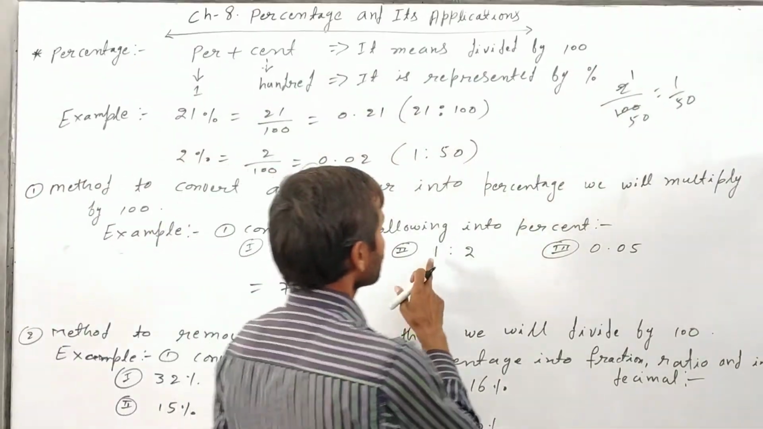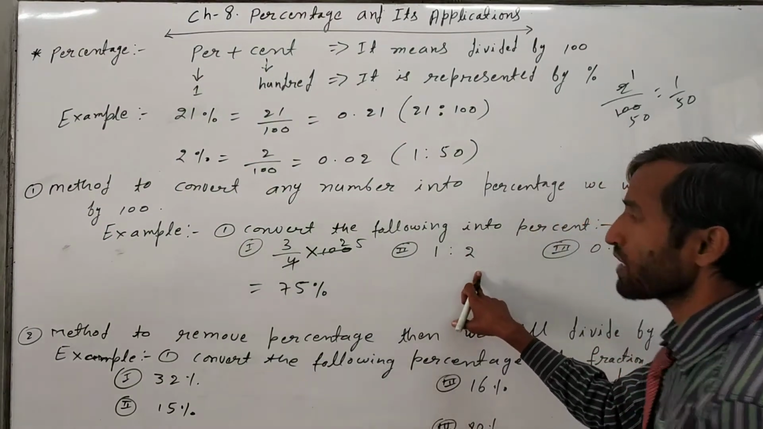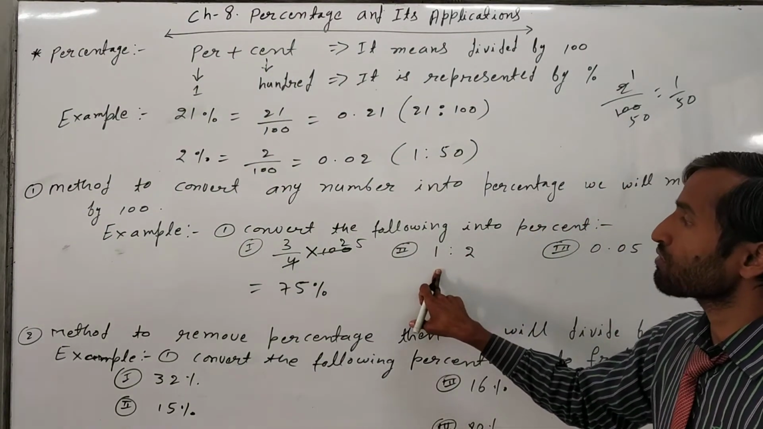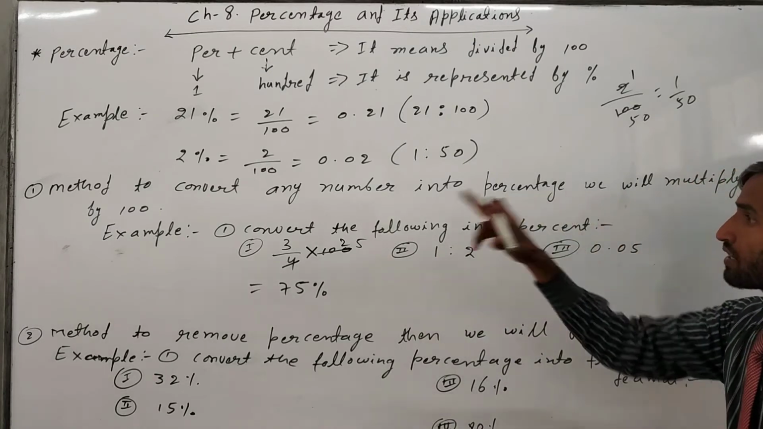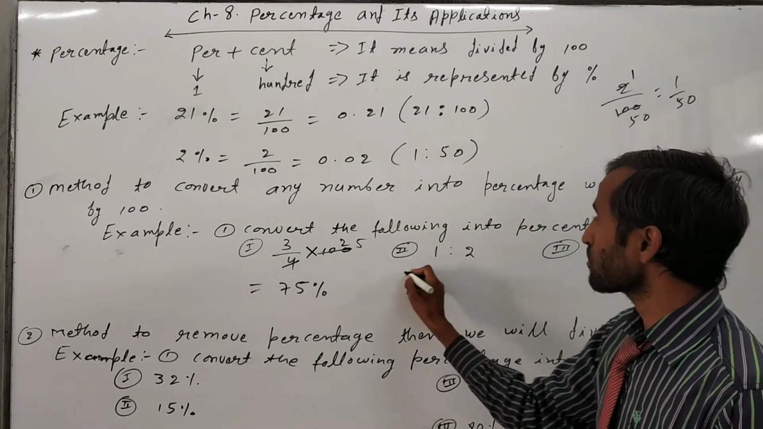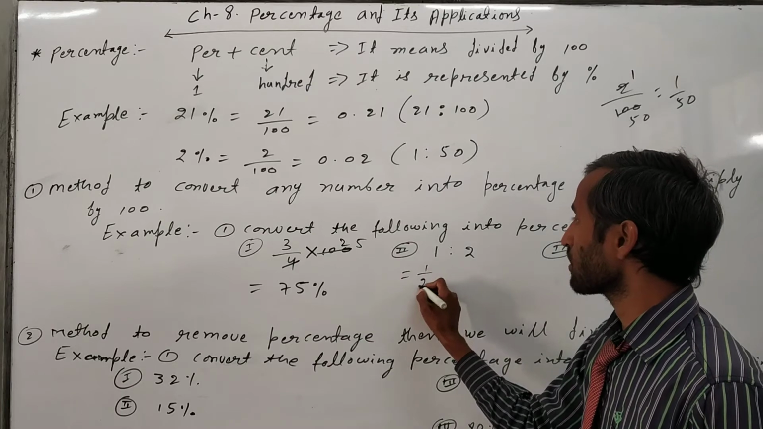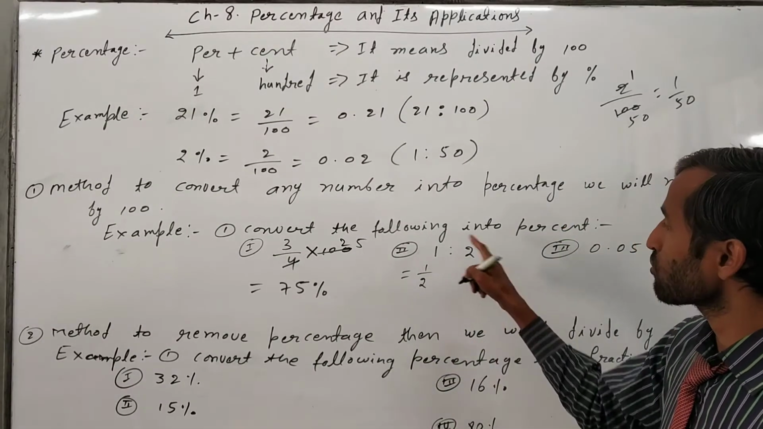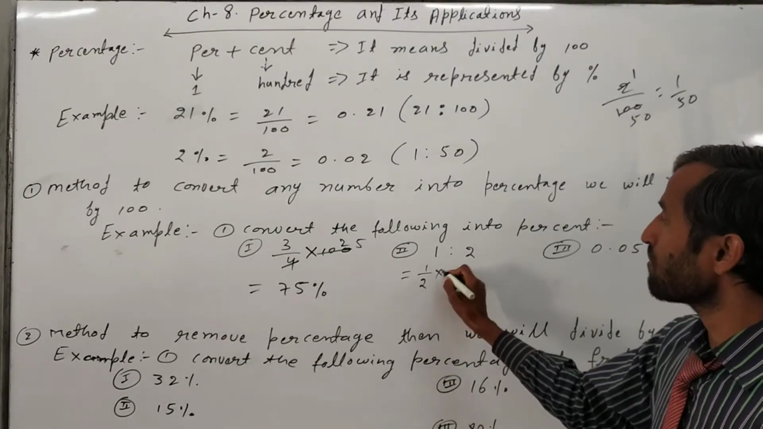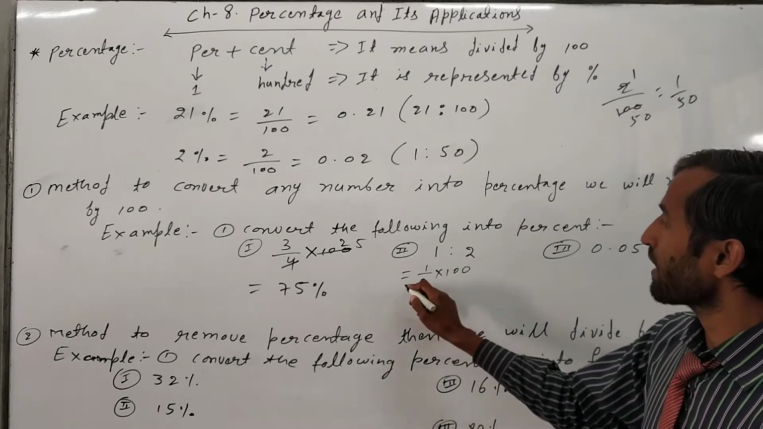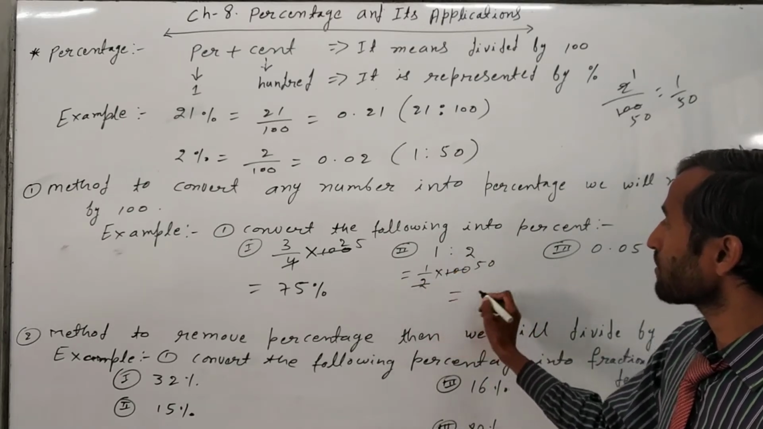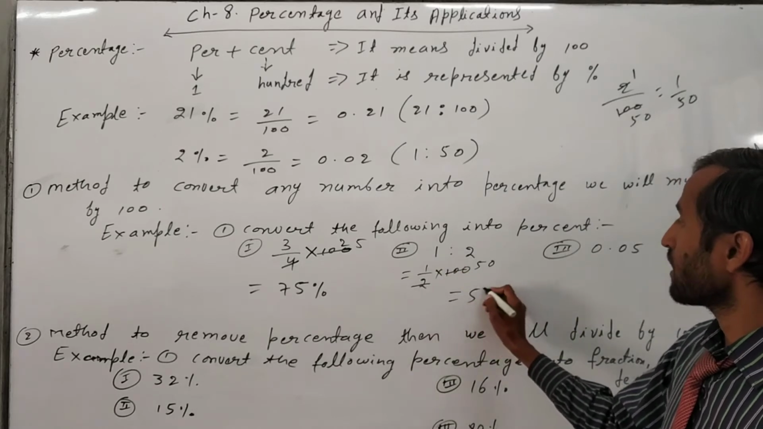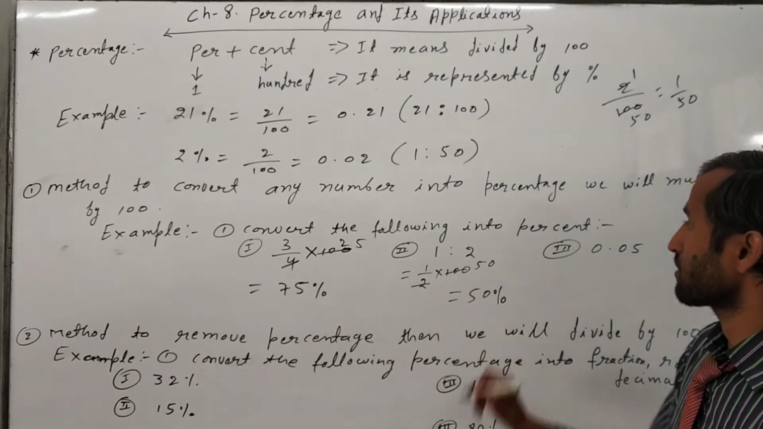Now here the ratio 1:2 is given. We have to convert this ratio into percentage. For that we again multiply by 100. Write the ratio as a fraction: 1:2 means 1 upon 2. Then multiply by 100 and cancel out, and it will come 50, so 50%.